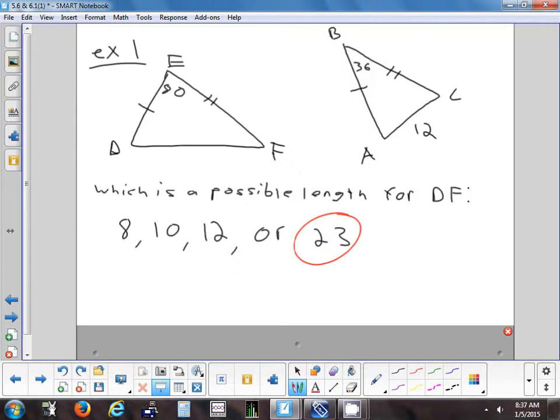Just think of that hinge at E. It's open more than the hinge at B, so it's got to be bigger. DF's got to be bigger than 12.